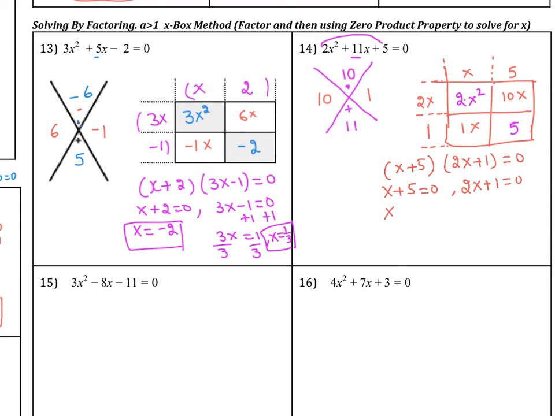So here we're going to get x equals negative 5, minus 1 on both sides, 2x equals negative 1, and x would equal negative 1 over 2. So x equals negative 1 over 2 and x equals negative 5.